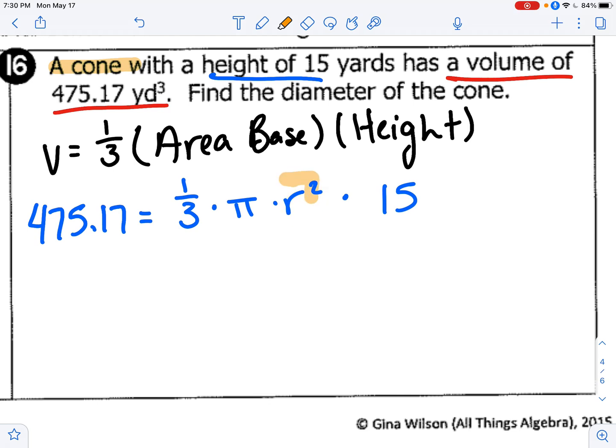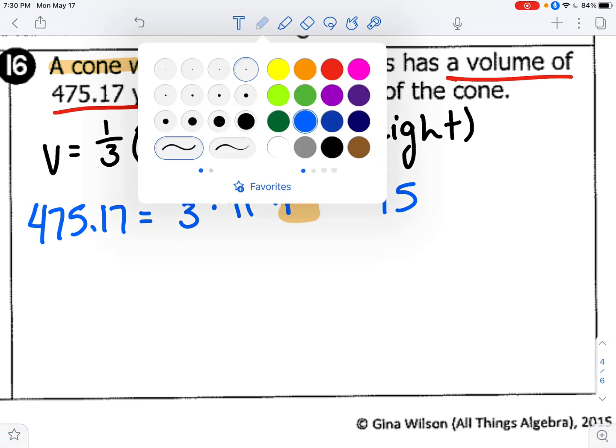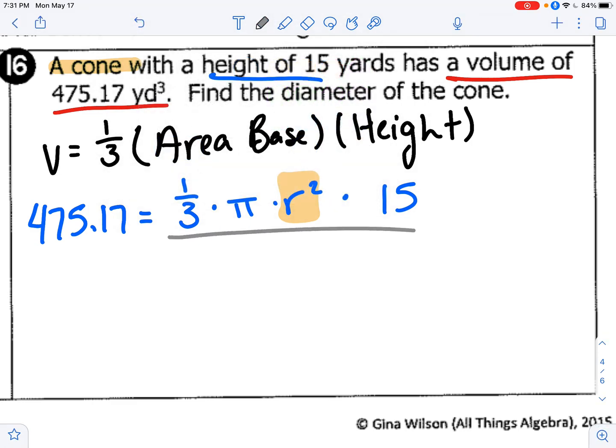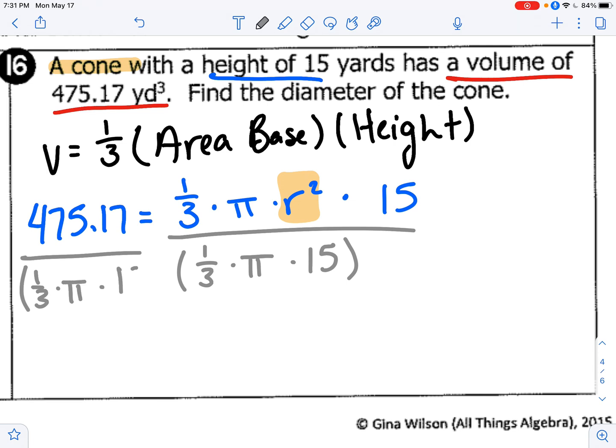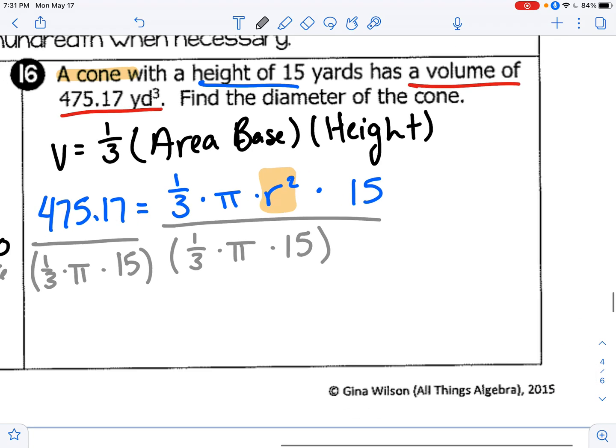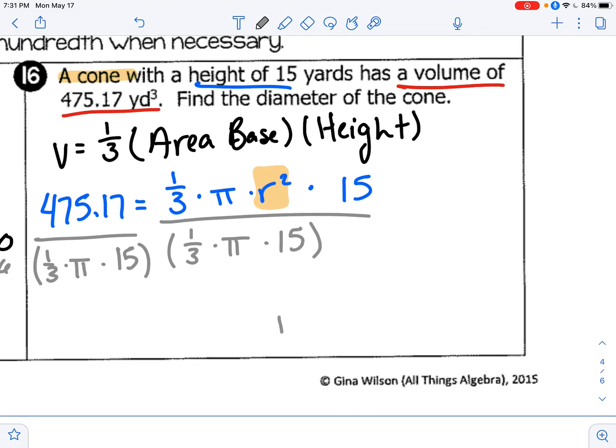So if I want to solve for r squared, let's get rid of everything that's not r squared on this side. So I'm going to get rid of, by dividing, 1/3. I'll get rid of the pi. I'll get rid of the 15. Just make sure that's in parentheses in your calculator. So divide by 1/3 times pi times 15. Again, all in parentheses. And then you should get r squared equals some number.